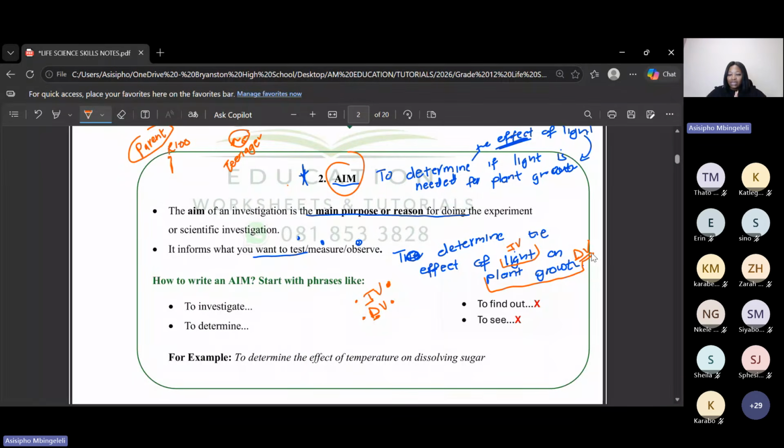If your aim is given as simple as this, the effect of, the factor after the word of is your independent variable. And then the factor after the word on, because I'm trying to investigate the effect of this big factor on that. If light is available, what does it do to the plant growth? If light is not available, what is the effect of that on the plant growth? So I want us to be able to understand the two.